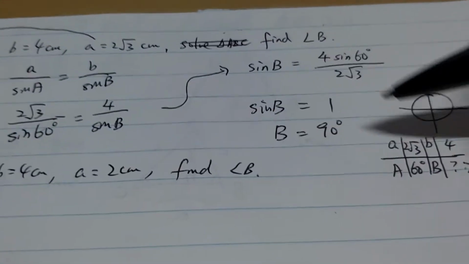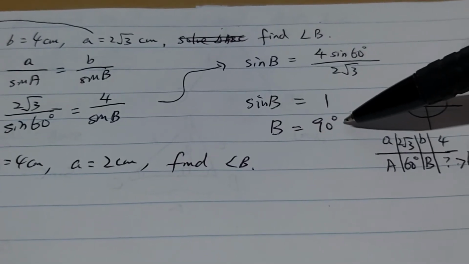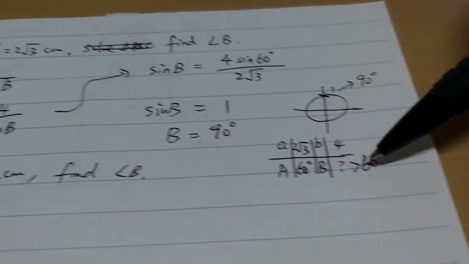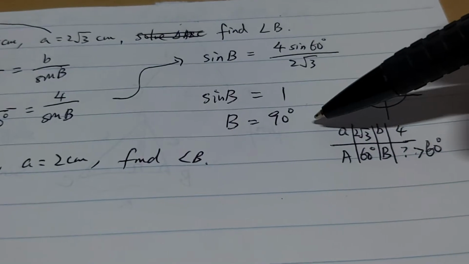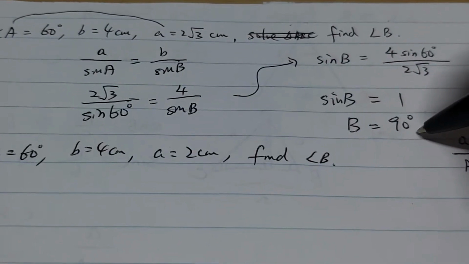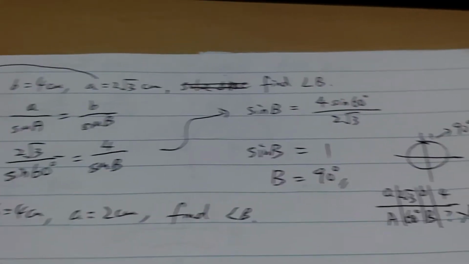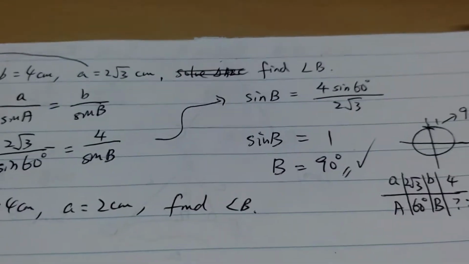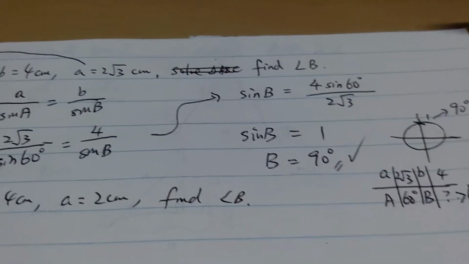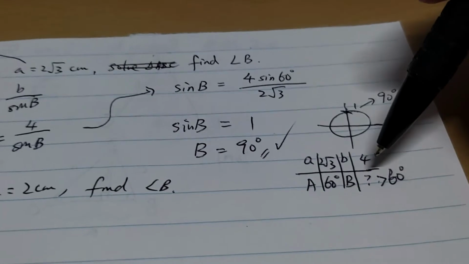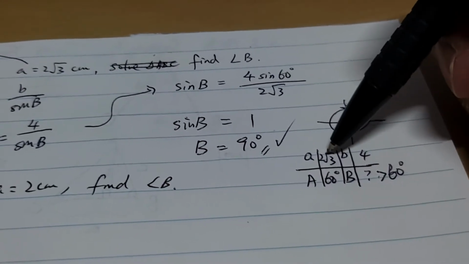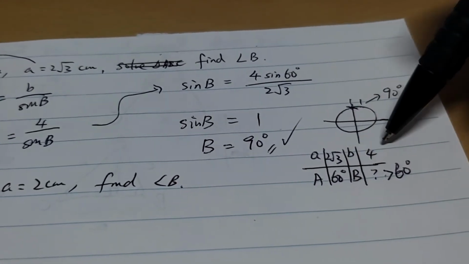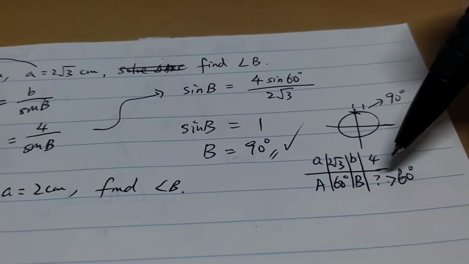So after calculation, we get the angle is 90 degrees, which is bigger than 60 degrees. So it is possible. So this answer will be acceptable, and this answer is correct. Remember to check the size. Smaller the side, smaller the angle. Bigger the side, bigger the angle.